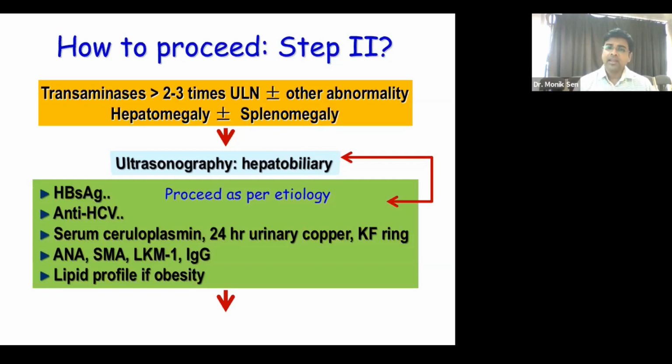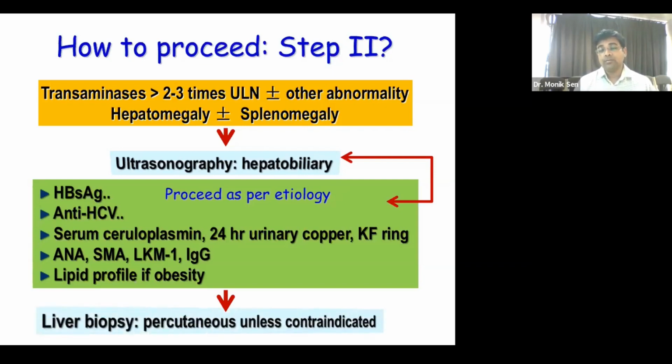Once you are fairly sure that there is something on biochemistry and ultrasonography that is suggestive of chronic liver disease, you proceed as per the etiology. And in children, these are the most common etiologies you have to look through: hepatitis B, C, ceruloplasmin, 24-hour urinary copper, Kayser-Fleischer ring, autoimmune antibodies, ANA, anti-nuclear antibodies, SMA, which is smooth muscle antibody, LKM, which is liver kidney microsomal antibody, immunoglobulin G, and a lipid profile if there is obesity going on.